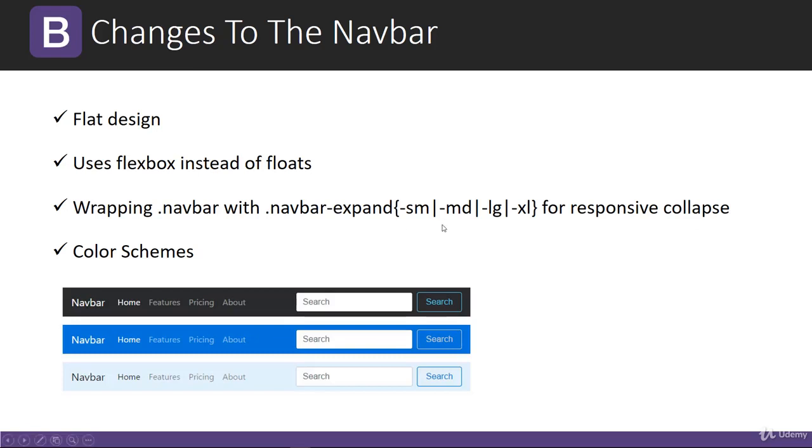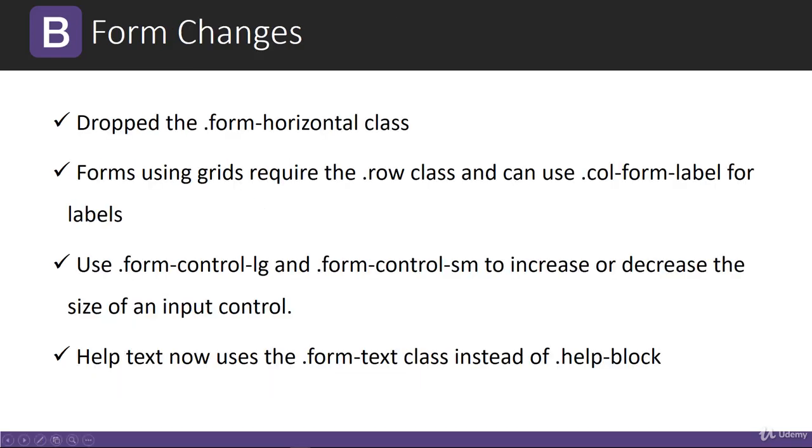Alright, we also have a lot more color schemes, so these are just some of them. We have bg-dark, bg-light, we have bg-primary, which will give you the blue color. We have bg-danger, which will give you a red navbar. You can use all the different contextual color classes for your navs, which is really cool.